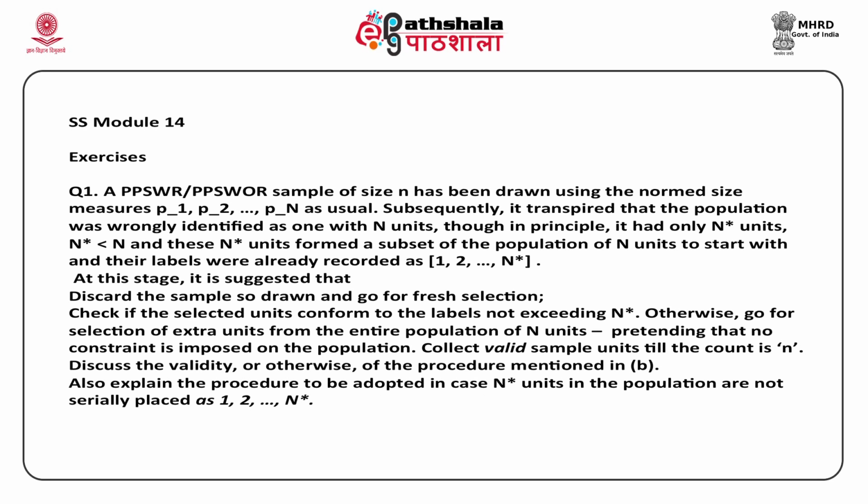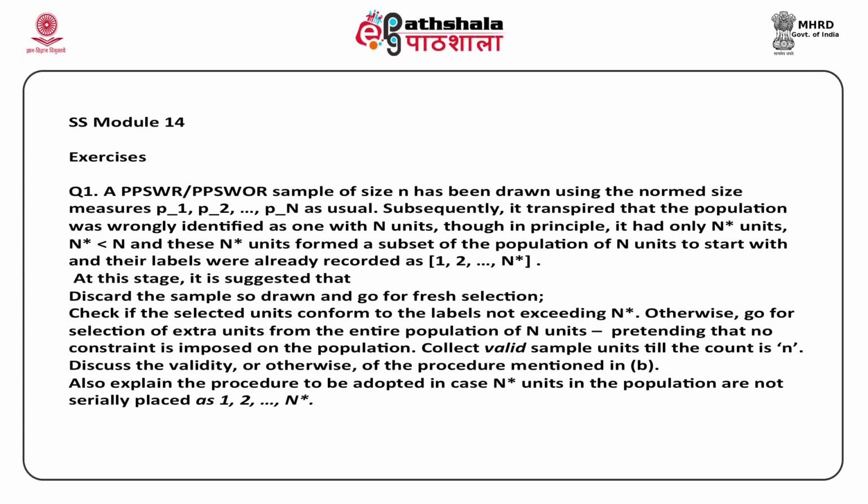The idea is you continue doing as you have been doing before, but make sure that you only look for units within up to and including capital N star. The moment you get small n of them, stop there. So, these are the two approaches suggested. First one is nothing: discard the sample and then go for fresh selection, that anybody can tell.